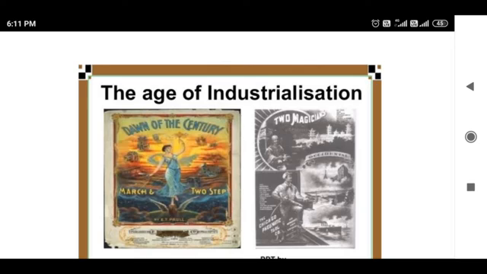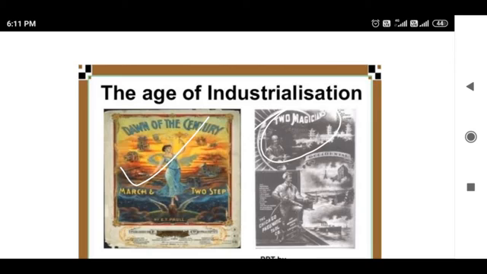My dear students, if you look at your textbook, there are two images. There is a figure where two pictures are given in it. The first picture is the dawn of the century, and the second picture is two magicians. The first is the dawn of the century, and the second is two magicians. Right?